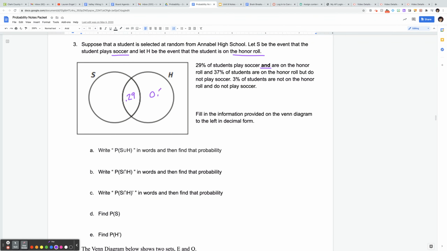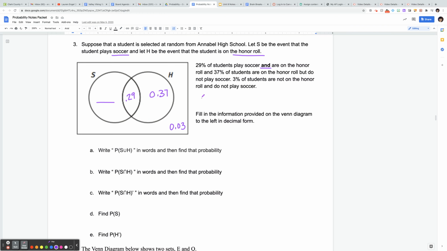So that's 0.37. And then the last thing they say is 3% of students are not on the honor roll and don't play soccer. So that goes out here, so neither. The last thing I need to figure out in my Venn diagram is this part right here. Remember, the way I do that is I know that all four of these values, this missing one, this and probability, this probability, and this neither probability, have to add up to 1 or 100%.